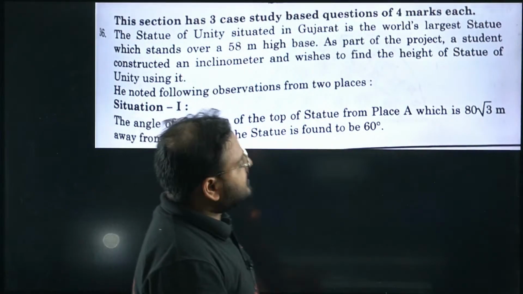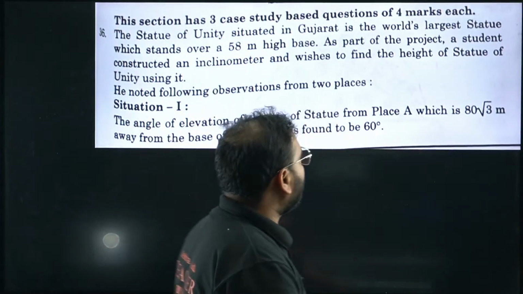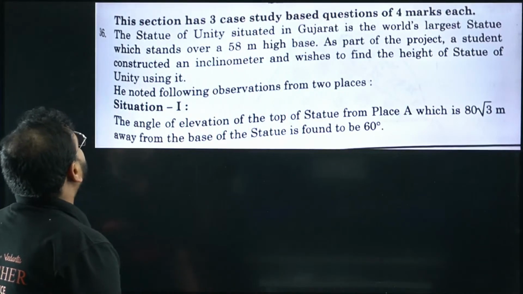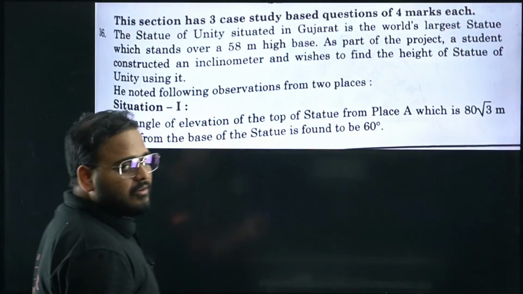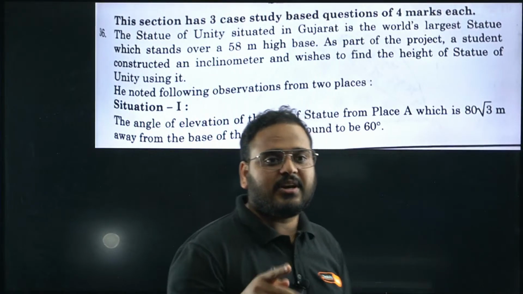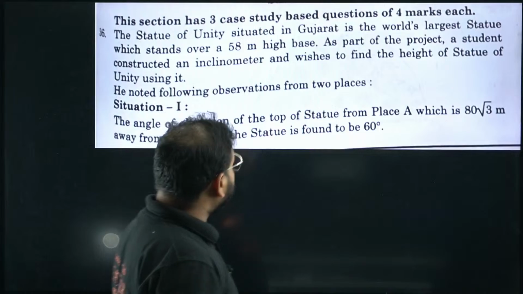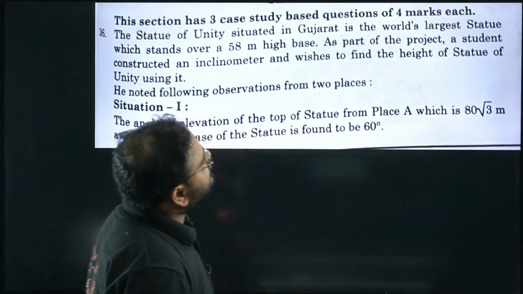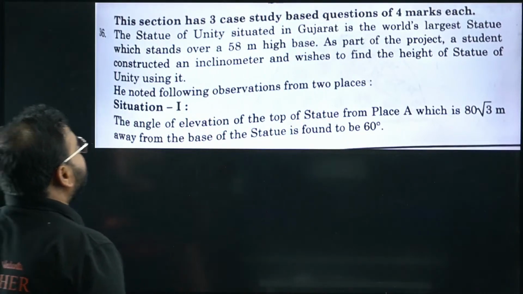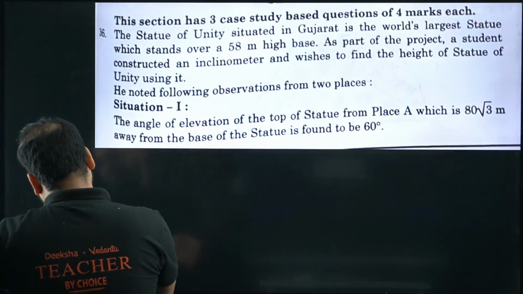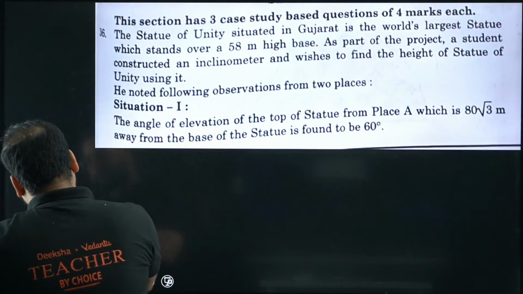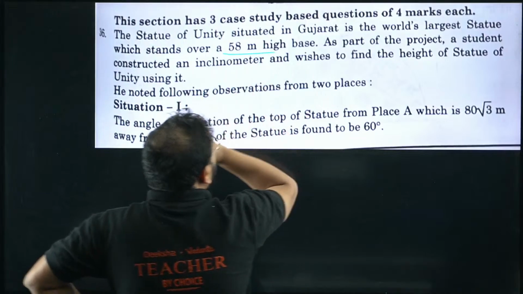Okay, so this is a case study problem. Again, we'll solve it, 4 marks each question. Section E, I think. Okay, section E is this 4 marker case study. Let's have a look at the first question of the case study. Statue of Unity situated in Gujarat is the world's largest statue, which stands over a 58-meter high base. All right, base height is given as 58 meters.